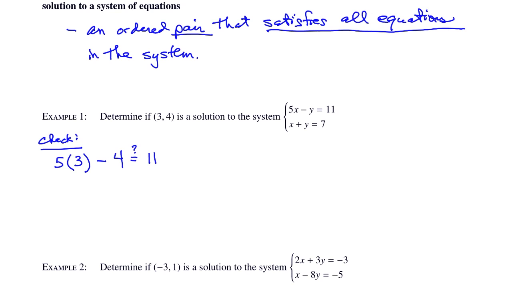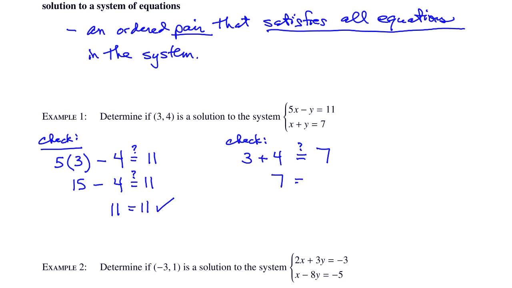5 times 3 is 15, minus 4 might be equal to 11. 15 minus 4 is 11. So this point checks in the first equation. For it to be a solution to the system, it has to work in all of the equations, so we check it in the other equation as well. So we're going to have 3 plus 4 might be equal to 7, and 7 is equal to 7. So that checks out there. So the answer is yes, (3, 4) is a solution to the system.